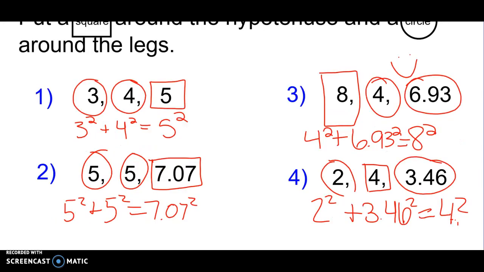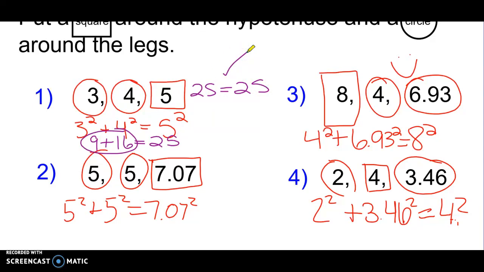Now for number 1, let's see what this actually comes out to. What is 3 squared? 9. Plus, what is 4 squared? 16. And that should equal, what is 5 squared? 25. Oh, that's cool. What does the left side of the equation come out to? What is 9 plus 16? 25. Equals 25. Is that a true statement? Yes. The Pythagorean theorem worked. The left side equals the right side.